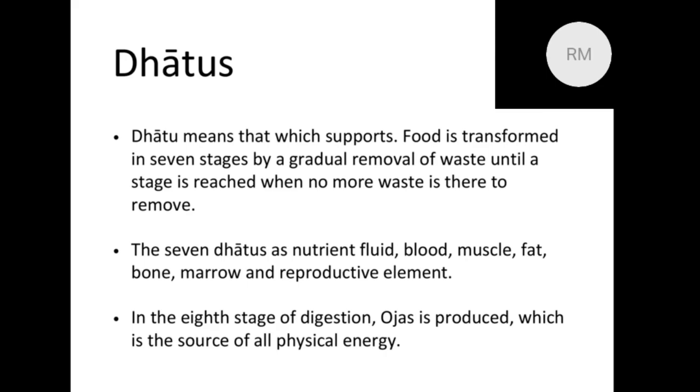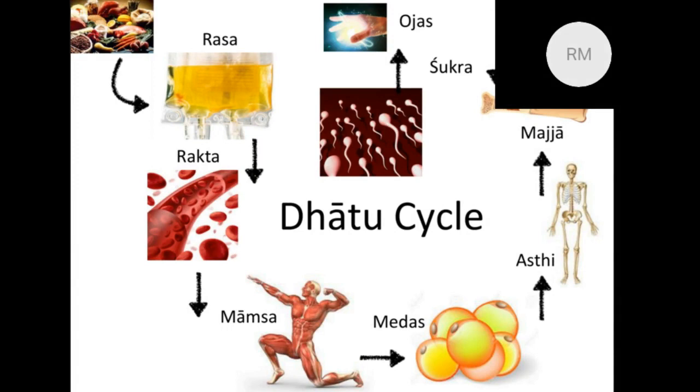Here is a diagram which talks about the Dhātu cycle. You can see rasa, rakta, mamsa, medas, asthi, majja, and shukra. Have all of you heard about these 7 Dhātus?